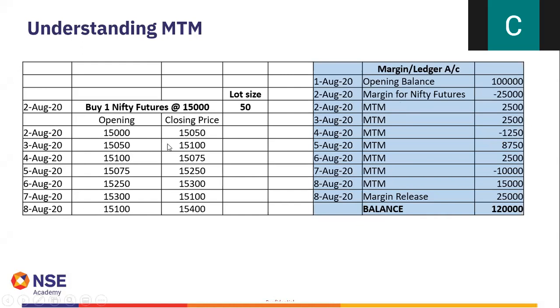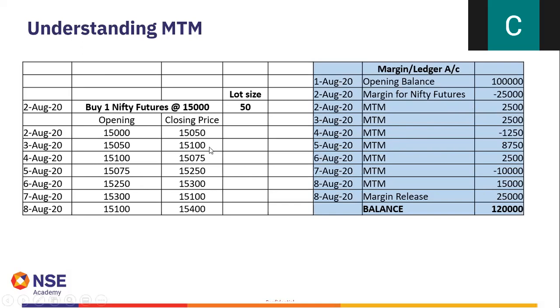Going to next date. Next date, opening price is 15,050, closing price is 15,100. I made a profit of 50. So again, my MTM will be a credit of positive or profit of 2,500, which will be given an entry in my ledger. These are notional entries. You will not be paid 2,500 unless you finally completely close the account. On 2nd August 2020, you are still holding that position. You have not closed it. So that's why a notional credit of 2,500 will be given.